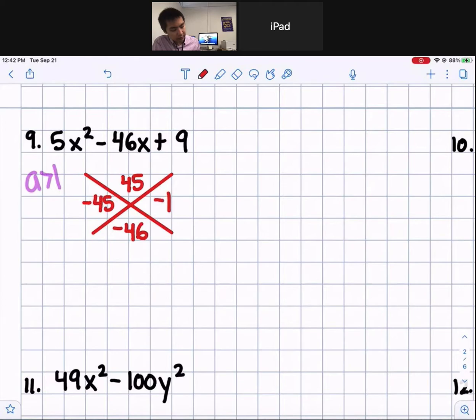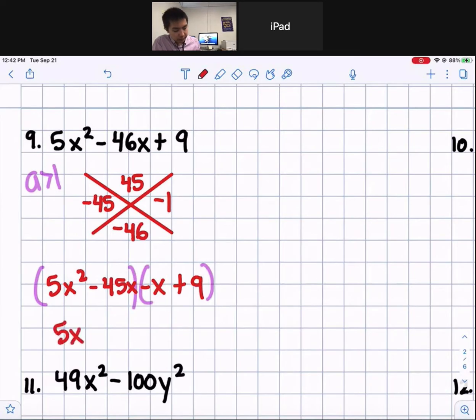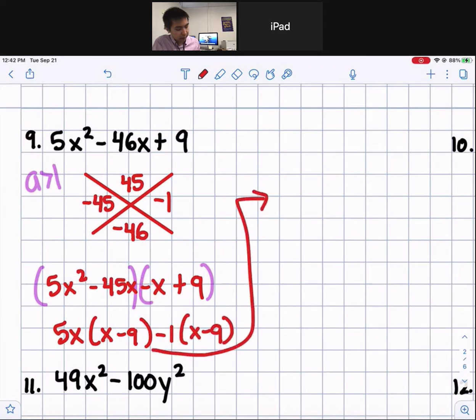Now since a is greater than 1, you could do this by grouping. First term, the combination to get the middle term, and the last term, which is 9. Factor, factor, factor, factor. You can factor out 5x from the first parentheses to get x minus 9. And you can factor out a negative 1, because there's a negative in the front, from the next one. And as you can see, they match, so 5x minus 1, x minus 9.